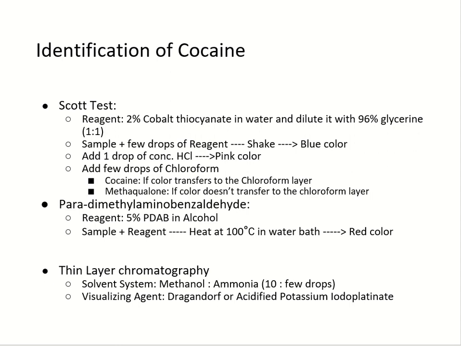Another test is para-dimethylaminobenzaldehyde. The reagent is 5% PDAB in alcohol. The sample with a few drops of reagent is heated at 100 degrees Celsius in a water bath, and red color is observed. For the TLC of cocaine, the solvent system used is methanol to ammonia in the ratio 10 to a few drops of ammonia. The visualizing agent is Dragendorff reagent or acidified potassium iodoplatinate.